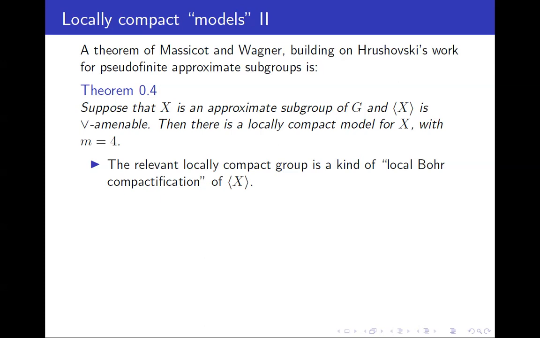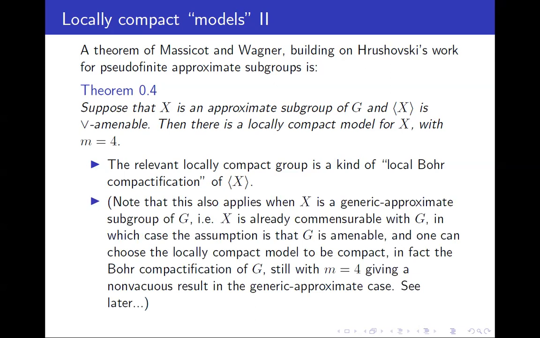Okay? Anyway, you can try and develop this for maps to locally compact groups, and the relevant one is a kind of local Bohr compactification, which you have to explain what it means. Now, a quick remark: it also applies when X is a generic approximate subgroup, which means syndetic, and in that case, X is already commensurable with G, assuming now G is amenable as a discrete group. Amenable as a discrete group just means that there's a left invariant, finitely additive probability measure on all subsets of G, with values between 0 and 1, for example. So in that case, you get a compact model, which actually is the Bohr compactification, and still with n equals 4.